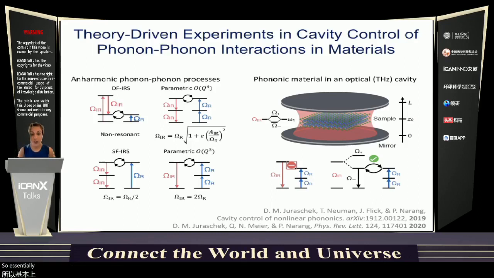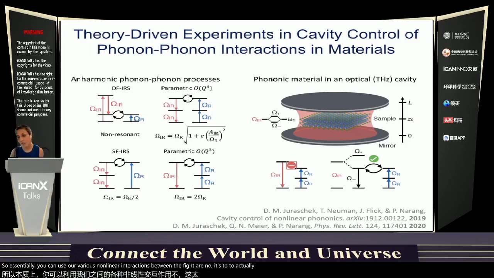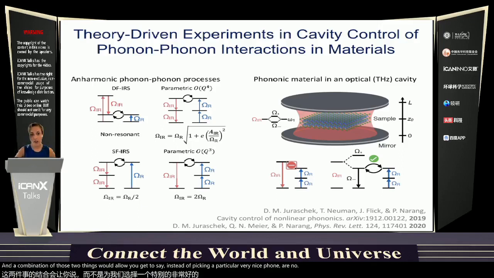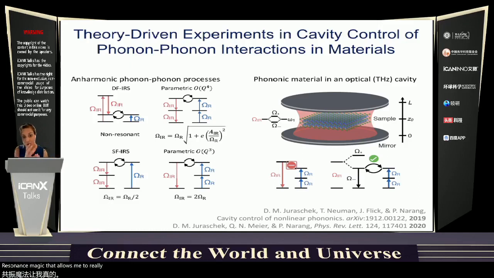So essentially, you can use various nonlinear interactions between the phonon modes to actually change the vibrationally excited behavior of solids. You can also combine this with some of the cavity work I just talked about. And a combination of those two things would allow you then to say, instead of picking a particular very nice phonon mode, I could also use the cavity to do some resonance matching that allows me to really directionally redistribute this vibrational energy across this entire solid, thereby enabling non-equilibrium quantum optical engineering of new states of matter, right? And this is exactly what we've been doing.